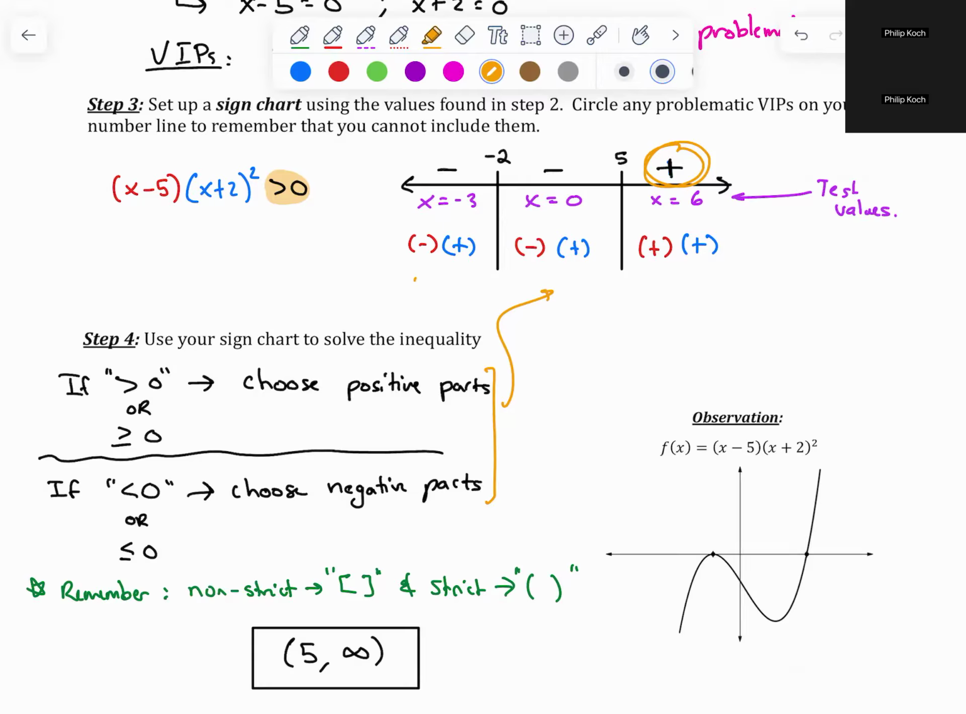And if we flip the signs, if this had been less than 0, then we would have chosen the negative, and we would have chosen these, and our answer would have been parenthesis negative infinity to negative 2, parenthesis union negative 2 to 5. We have to use parentheses here because it's strict. We don't want to write parenthesis negative infinity to 5 because negative 2 does not solve the inequality because it's strict. Then why did you not union in the positive part?